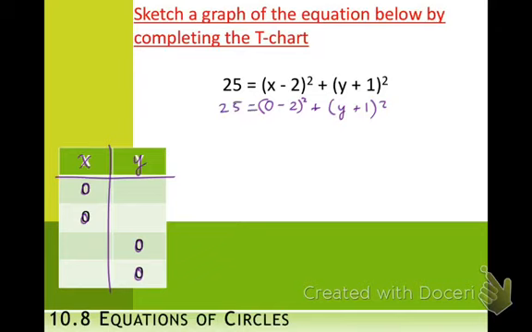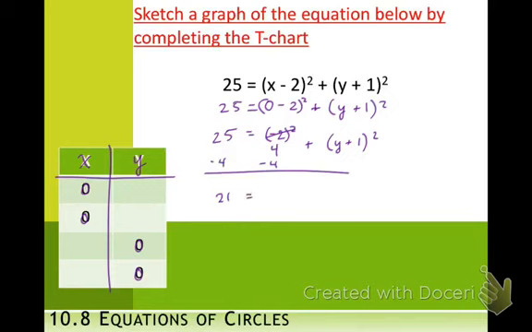All right. So in this situation, I have 25 equal to negative 2 squared, which we know is 4, plus y plus 1 squared. So I have 4 I can take away from both sides, and I'm left with 21 equals y plus 1 squared. If I square root both sides, I'm going to get two answers. I'm going to get the positive square root of 21, and I'm going to get the negative square root of 21. On the other side, I'm just going to be left with a y plus 1. So in both of these, I'm going to have to subtract 1 to get that y alone.